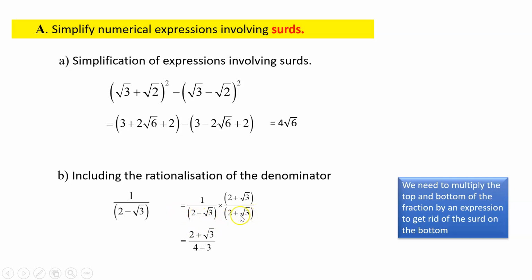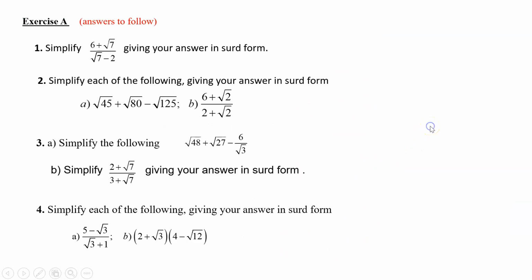And then we have plus 3. Root 3 times root 3 is 3. So that gives us 2 plus root 3 over 1, which is 2 plus root 3. So those are 2 different situations where we're using surds.